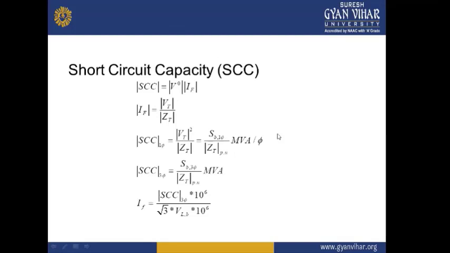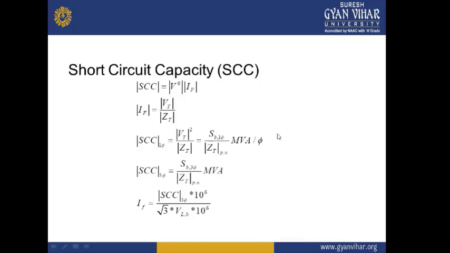Now look at this. Let the three-phase SCC be the short circuit capacity, which is equal to the pre-fault voltage V0 and the post-fault current, that is IF. We use the fault current, not the phase currents. It is important to distinguish the fault current and the phase current. The fault current is quite different from the phase current.